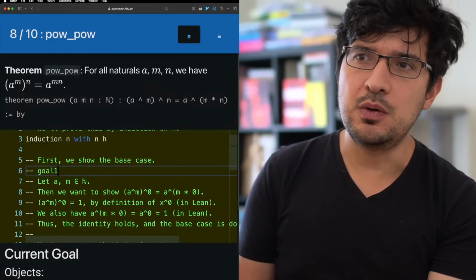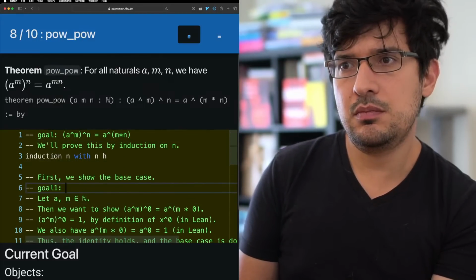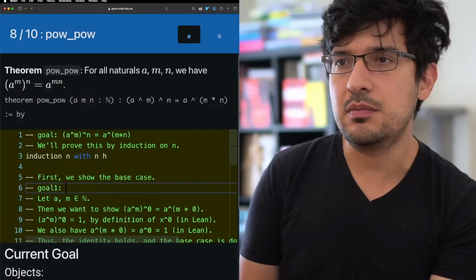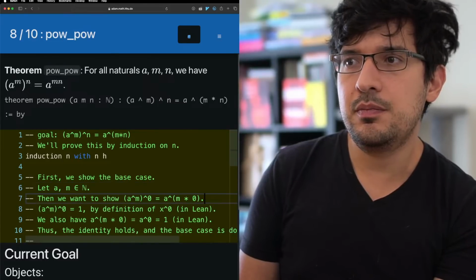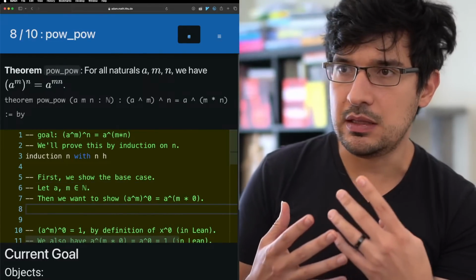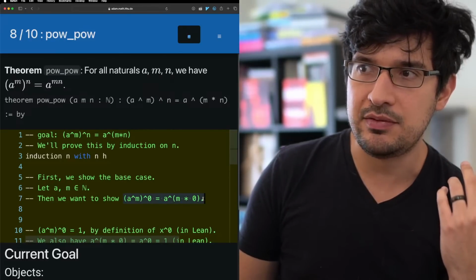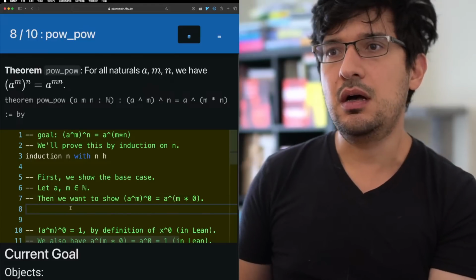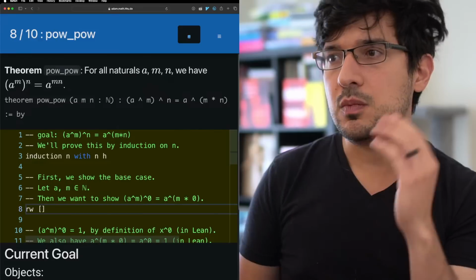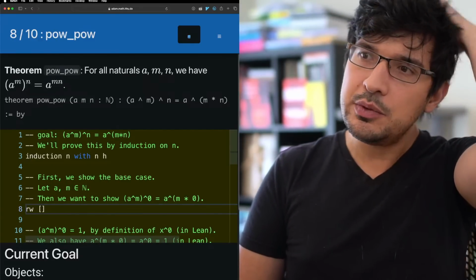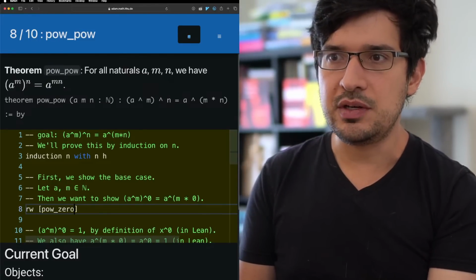That means that here we have a new goal. First we show the base case, which is basically this stuff. So in Lean, the state machine has changed to, we have a goal that we want to show this, right? So we can rewrite the left-hand side with the rule pow 0.